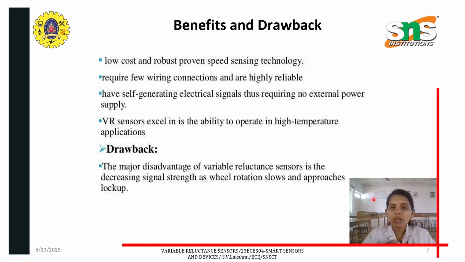The drawback is that the signal strength decreases as the wheel rotation slows. In the case of angular displacement, if the wheel rotation is slowed down, the strength of the signal is also reduced. This is one disadvantage of the VR sensor.